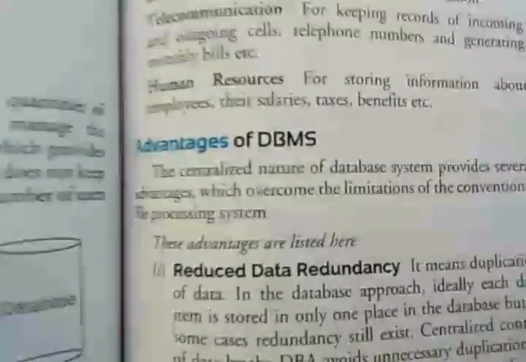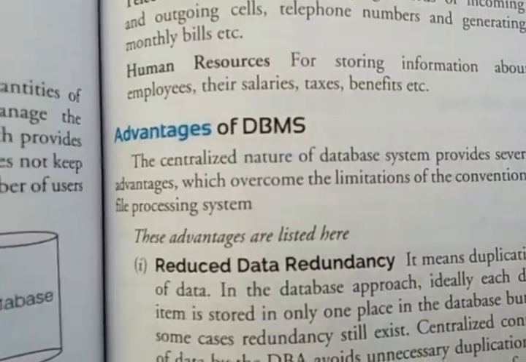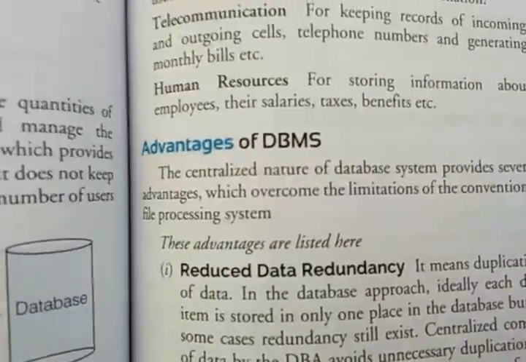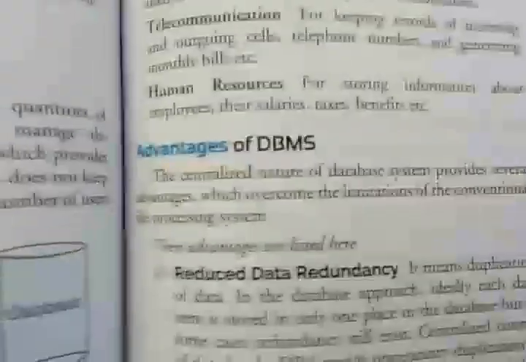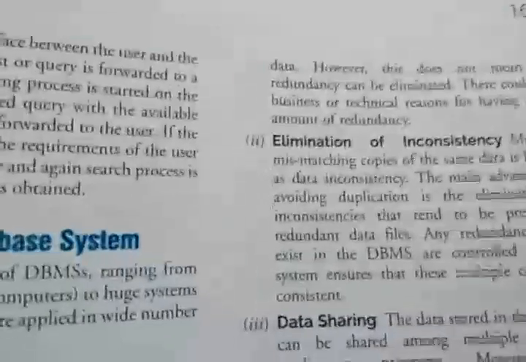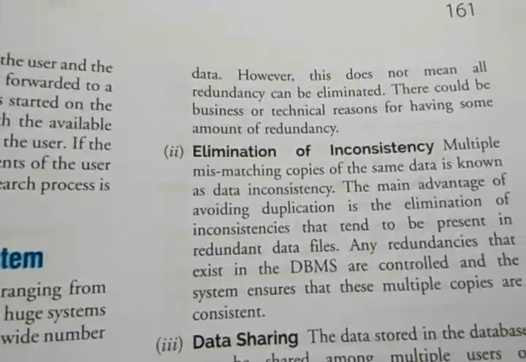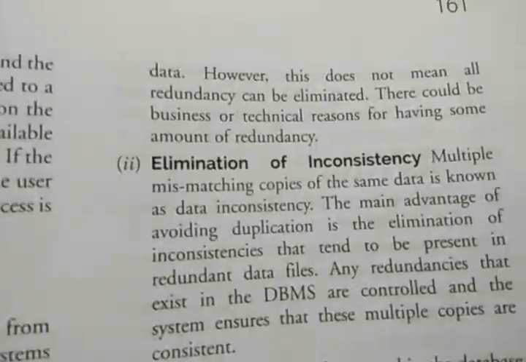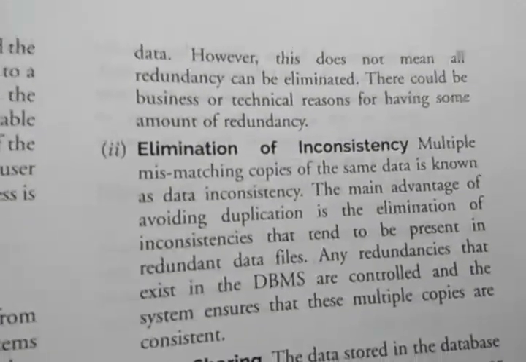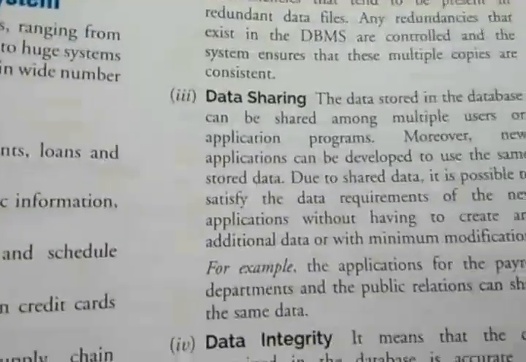So here are some of the most important advantages of the DBMS. Number one is reduced data redundancy, which means it reduces the duplication of data. Second is elimination of inconsistency. Multiple mismatched copies of the same data is known as data inconsistency. The data will be shared.